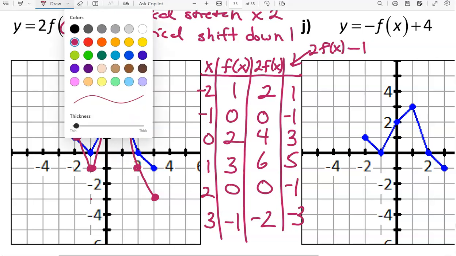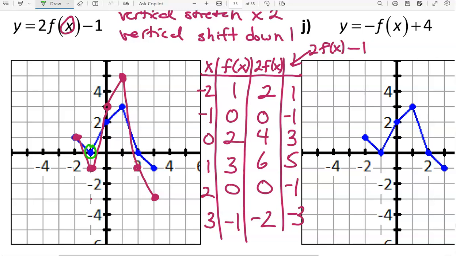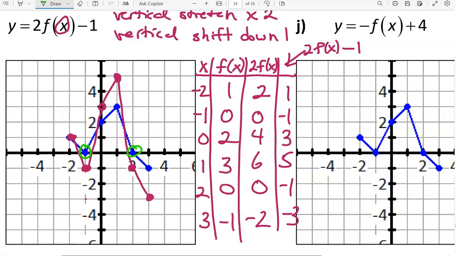Notice that all the points that were on the x-axis are just shifted down 1. They didn't get stretched because their y values were 0, and 0 times 2 is still 0.